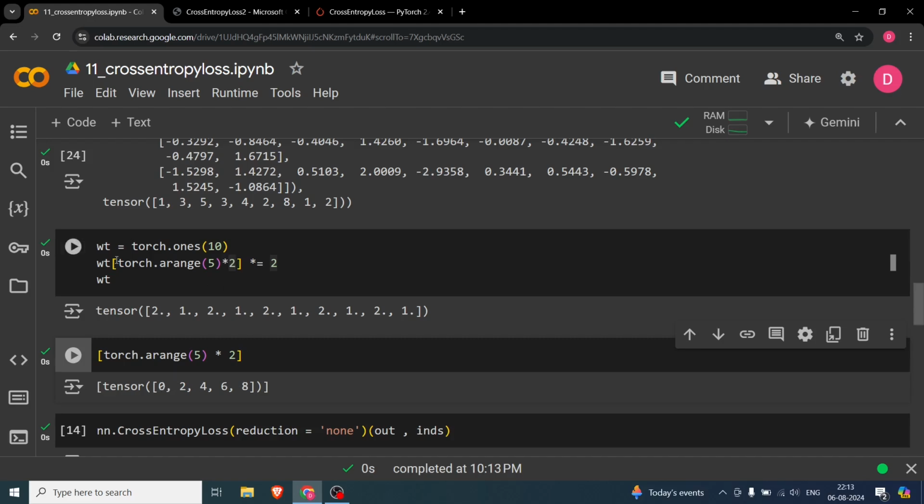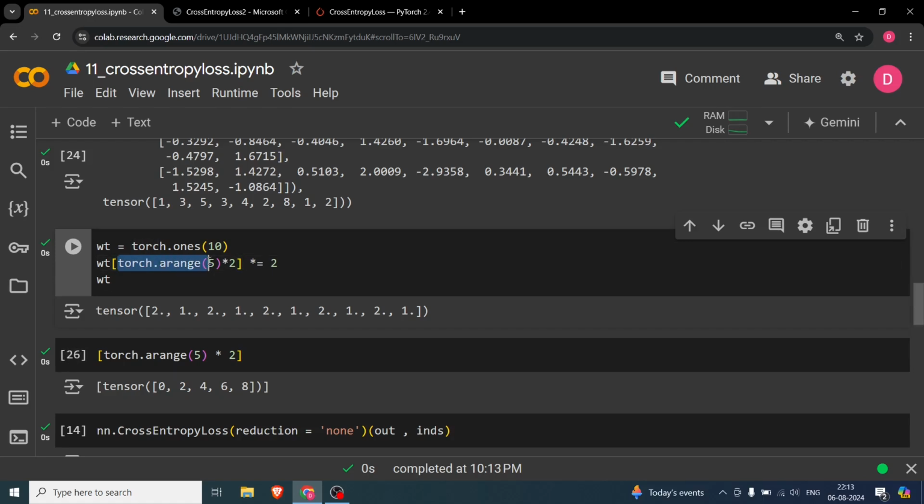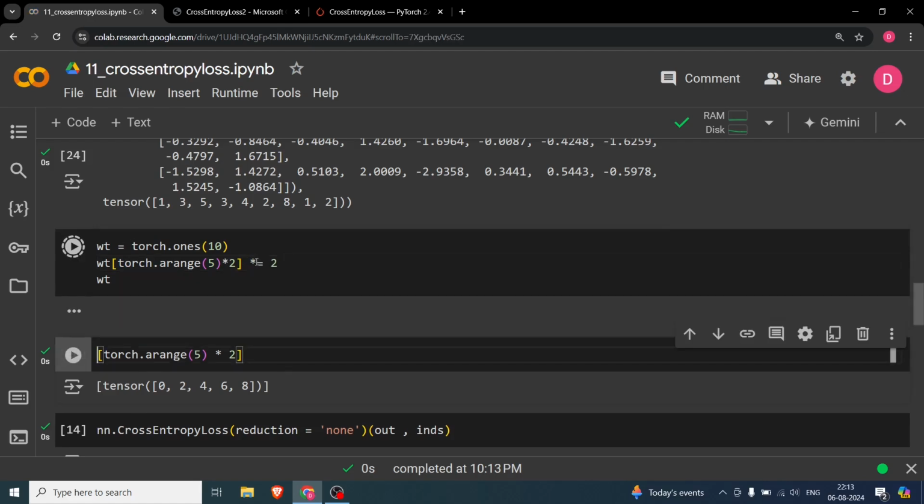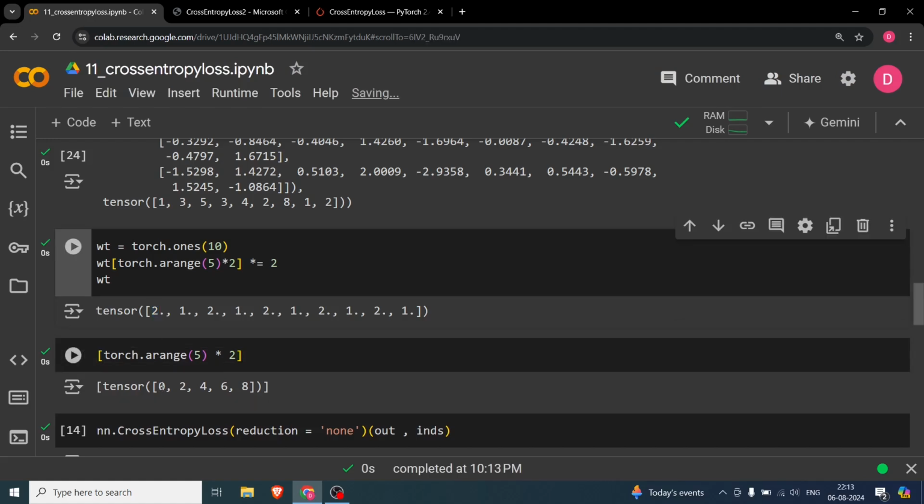I am saying whatever weight is there at these indices, which are 0, 2, 4, 6 and 8, multiply that by 2 and save it back. So the first one is 0, right? See, it is multiplied by 2. Again, this one is position 1. Position 1 is not in this, so it will remain as 1.